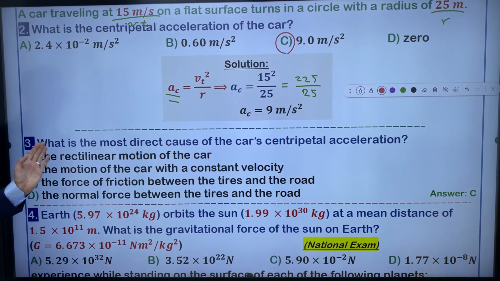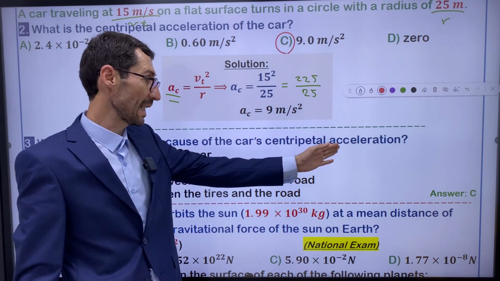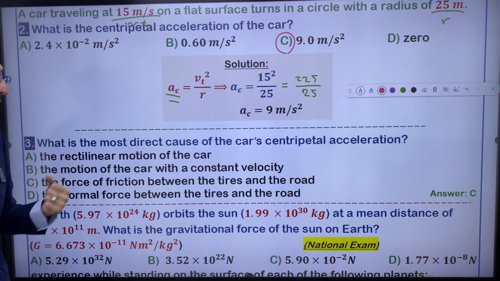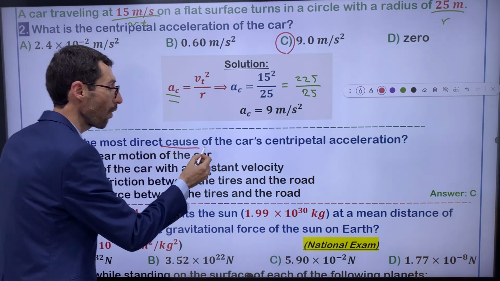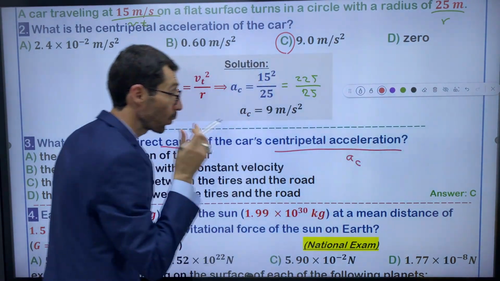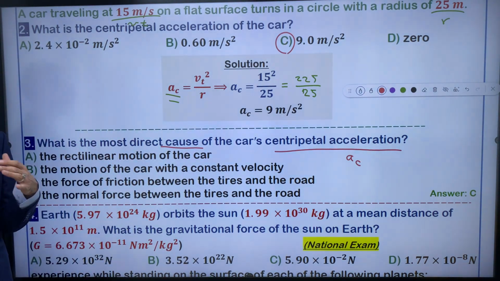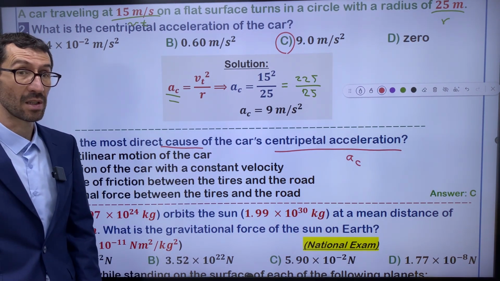Question number 3. What's the most direct cause of the car's centripetal acceleration? Let me tell you something. It says, what's the cause? What's the main cause of centripetal acceleration? It means what thing, which factor, causes centripetal acceleration.